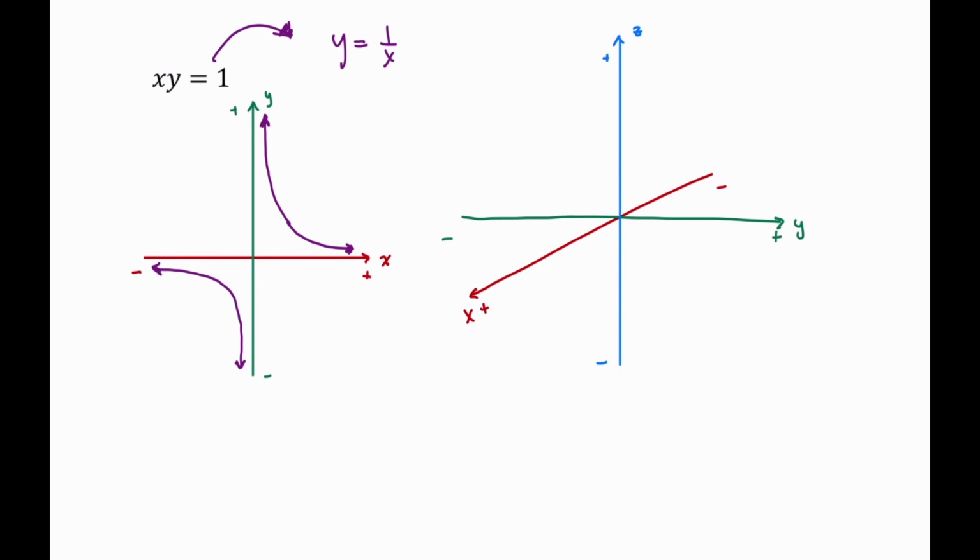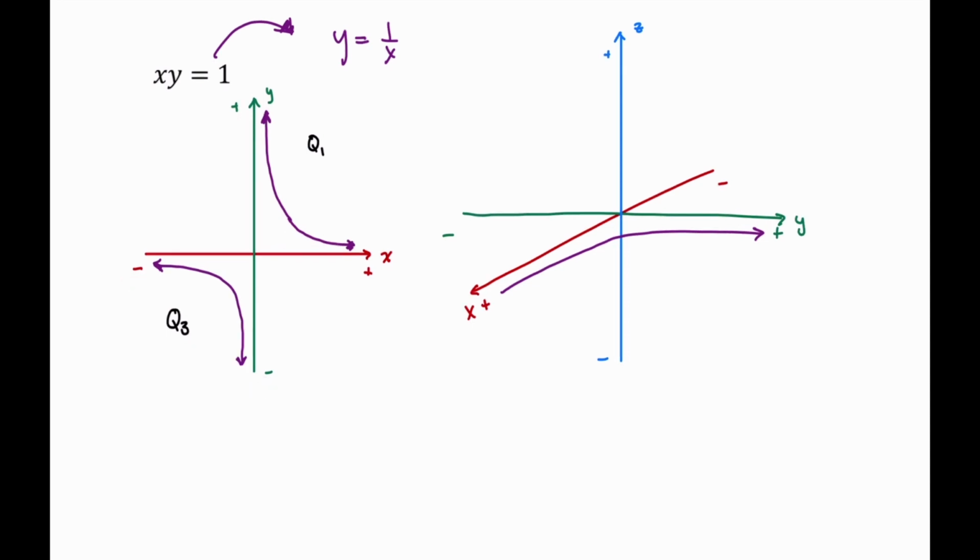In quadrant 1 here, this is quadrant 1 in the xy plane. We have our curve. So let's find that here. Here, x is positive and y is positive right here. So our curve is going to be here. All right. And then here in quadrant 3, we also have the other portion of the curve where x and y are both negative. So hopefully you can see why these labels are a bit helpful.